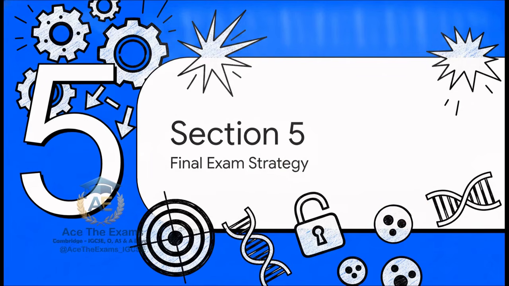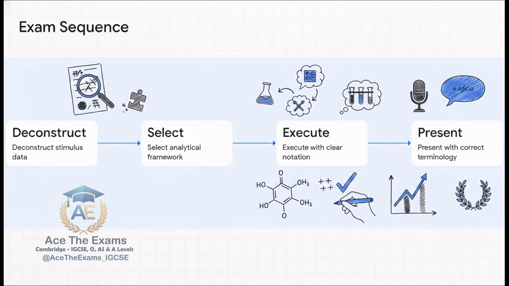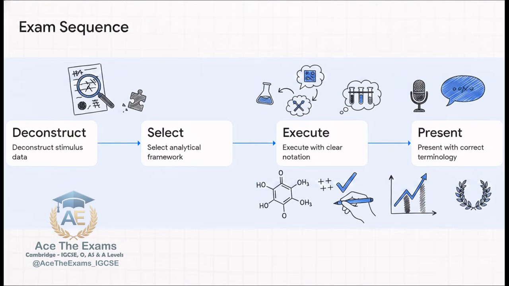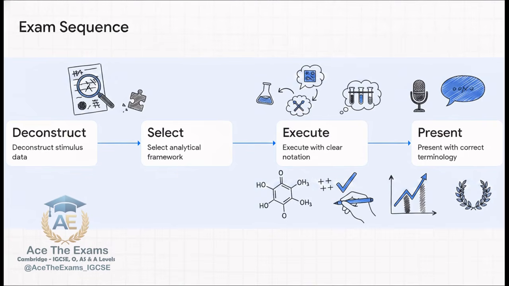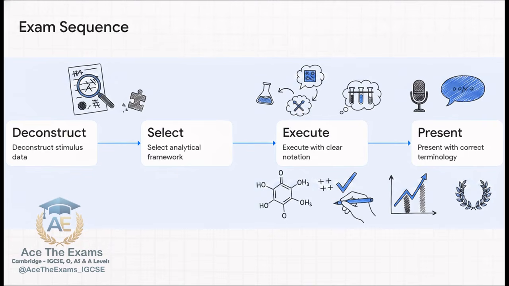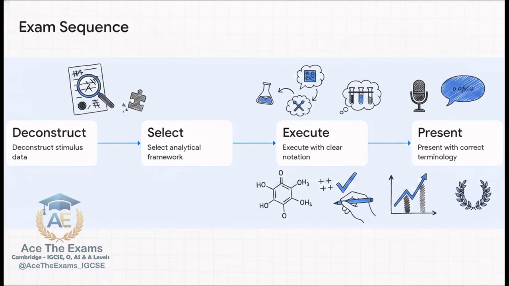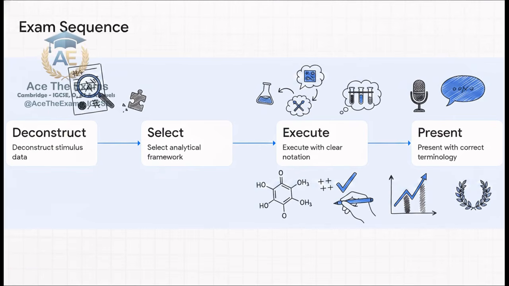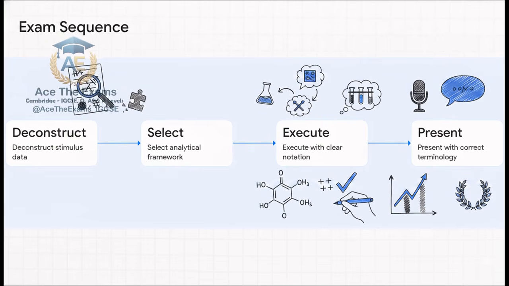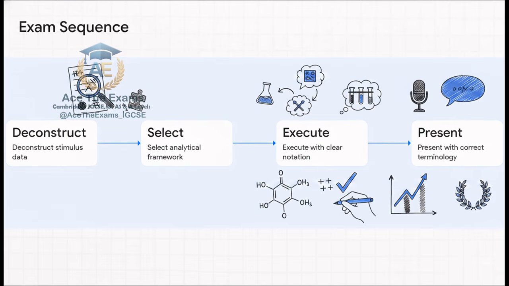Section 5, the final exam strategy. Let's bring the whole shebang together into a final, high-stakes, tactical recap. When you actually sit down for the exam, follow this standardized sequence. Step 1, deconstruct the stimulus data. Step 2, select the correct analytical framework and statistical test. Step 3, execute your analysis showing clear notation to secure those sweet method marks. And Step 4, present your final answer using correct context-specific terminology.